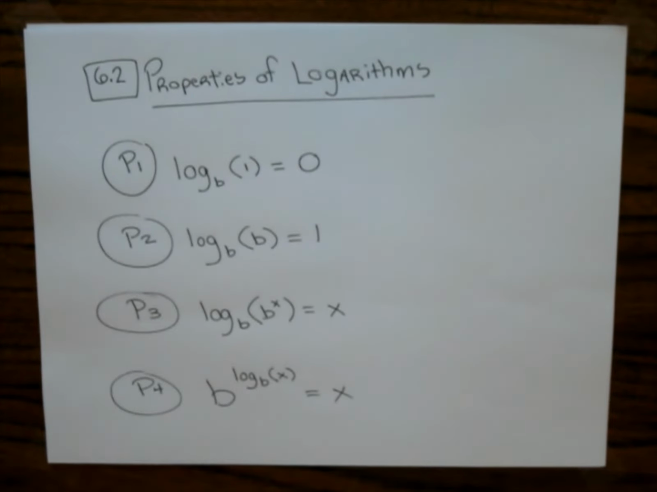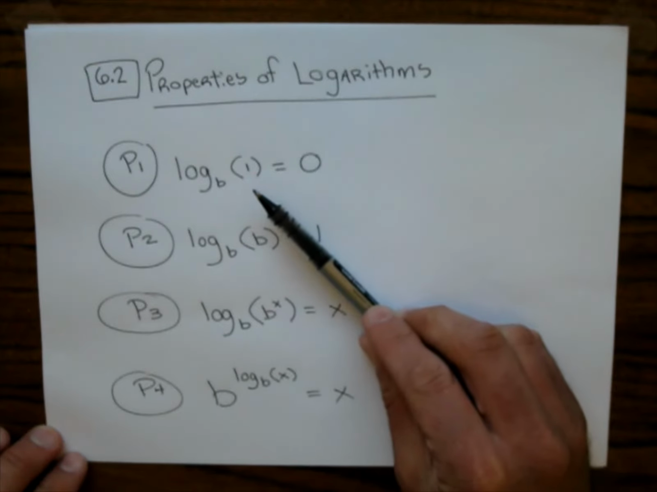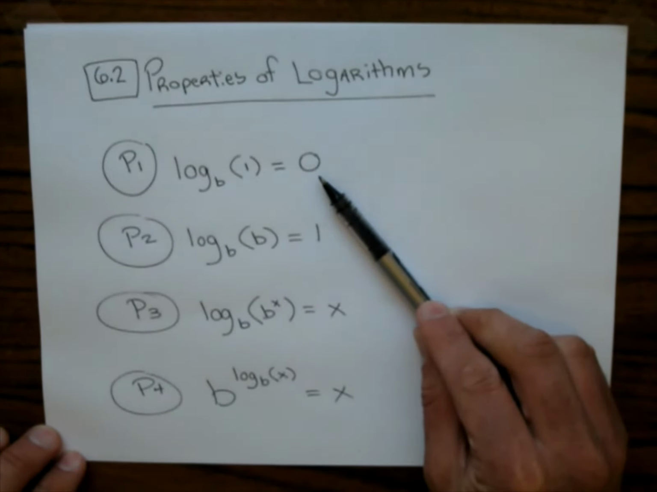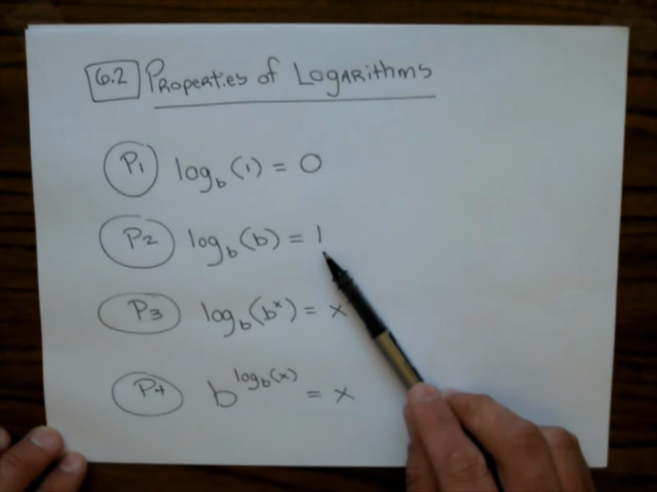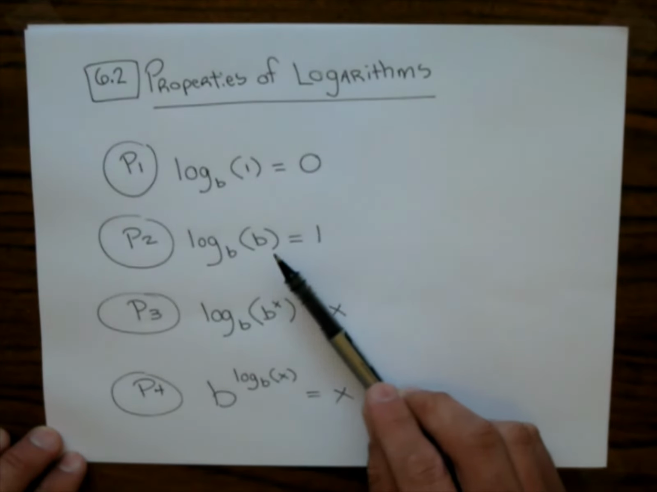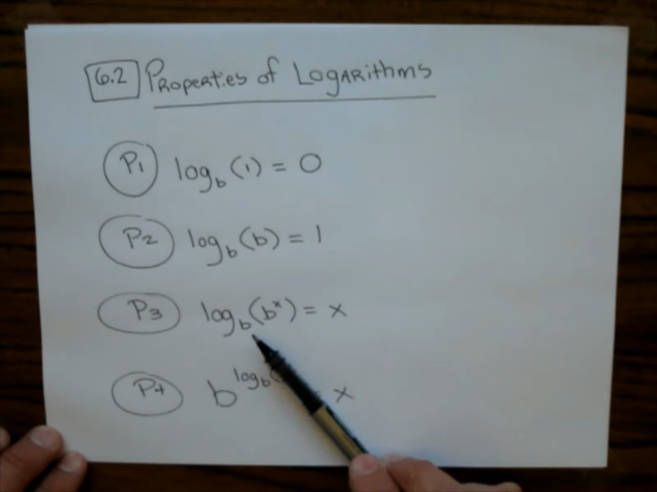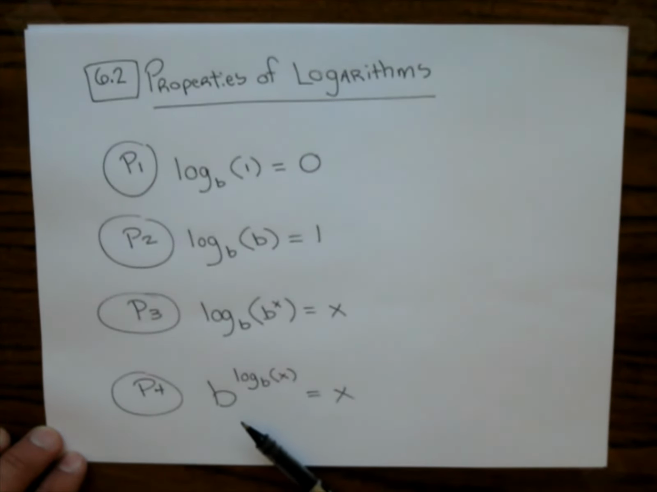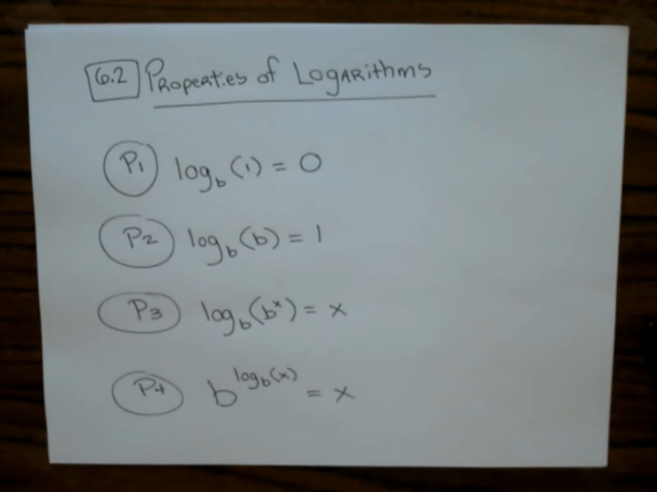Properties of logarithms, we've already had a few. Whenever you take the log of 1, it doesn't matter what the base is, you get 0. Log base b of b is 1, because b to the 1 power is b and b to the 0 power is 1. Log base b of b to the x is x, because b to the x is b to the x. And b raised to the log base b of x is x. Those are some properties that we've seen in 6.1.